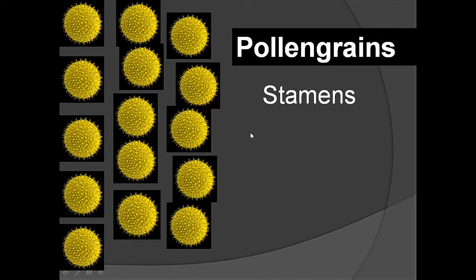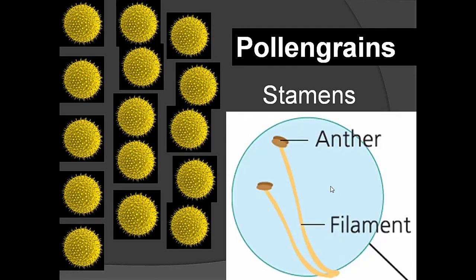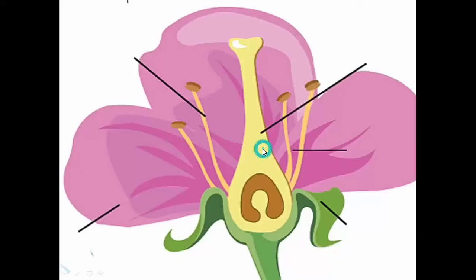A stamen has 2 regions, the basal long slender part filament and the upper part anther. Each anther is filled with millions of pollen grains.